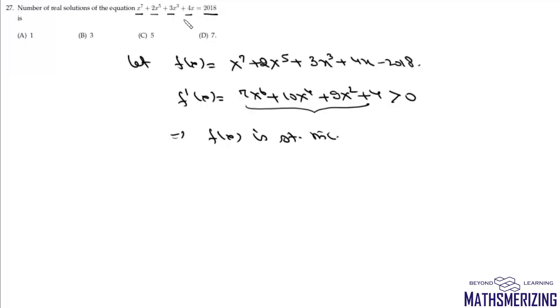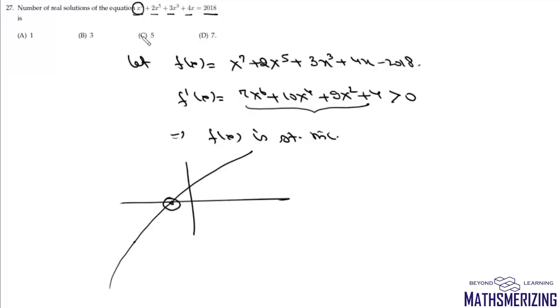Now this function is continuous and differentiable and is strictly increasing. Since it is an odd power, it will start from minus infinity and go all the way up to plus infinity, and being a strictly increasing function, it will intersect the x-axis at only one point. So the number of real solutions to this equation will be only 1, and that's your option number A.